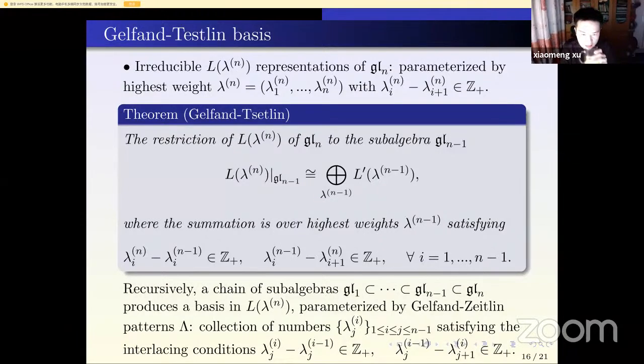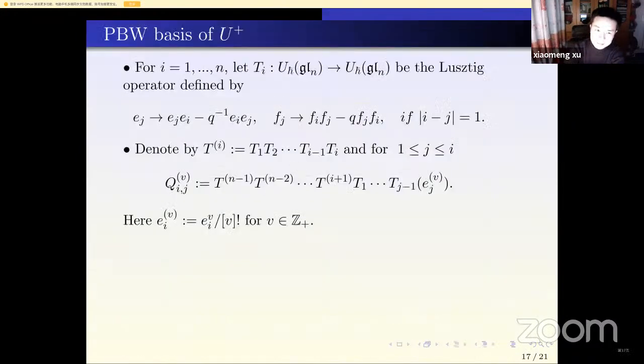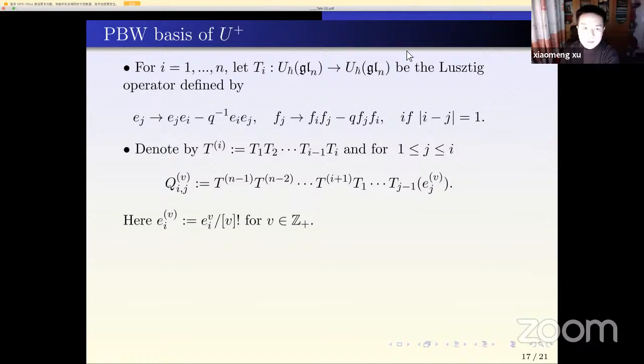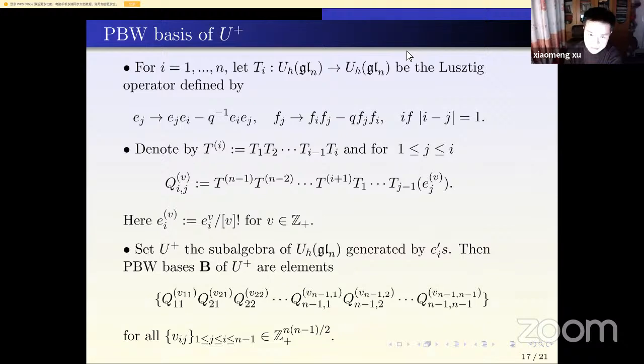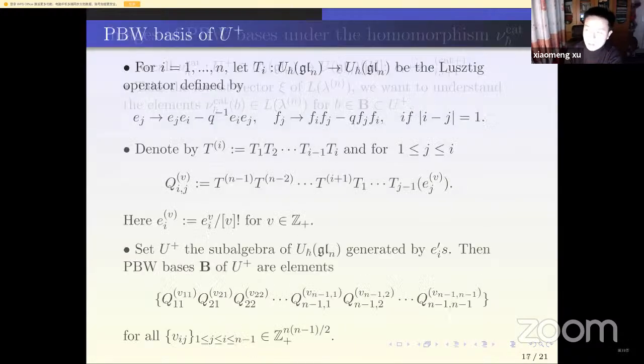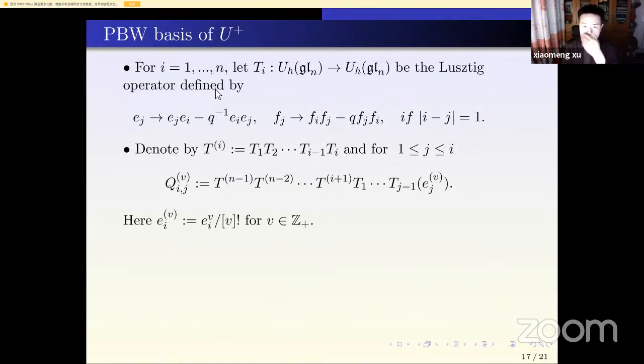And on the other side, on any irreducibles, we have the canonical basis. For that, we should recall what the PBW basis is, because I'm short of time. So I'll simply give an example of the PBW basis in 3x3. Let's give a quick review. Recall what the PBW basis is, for example, for the GON case.